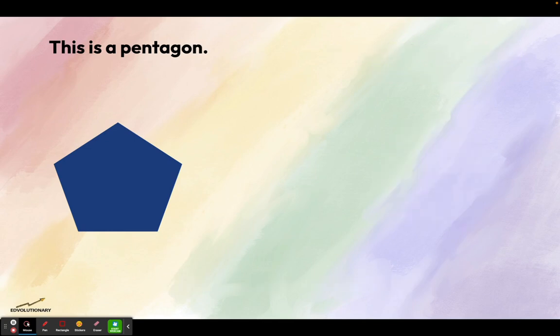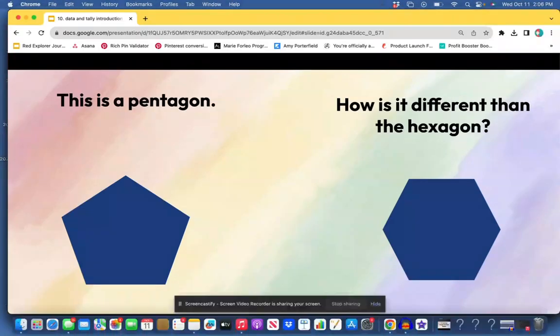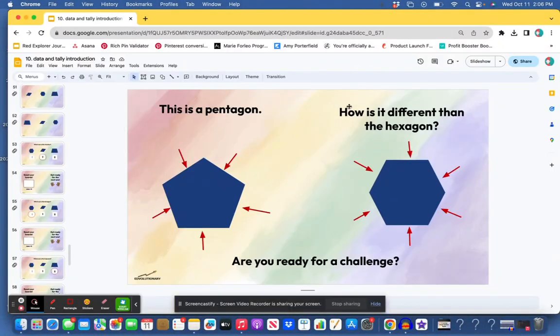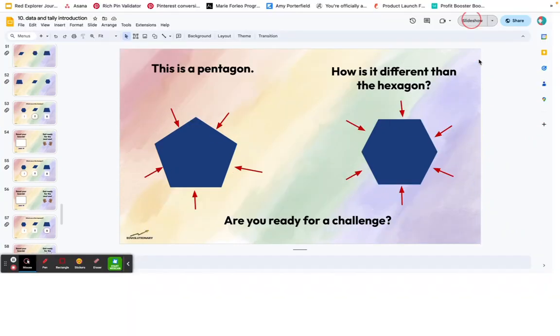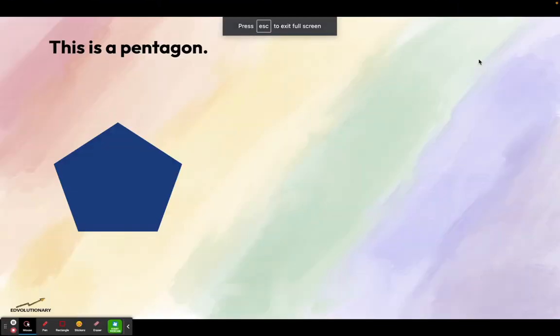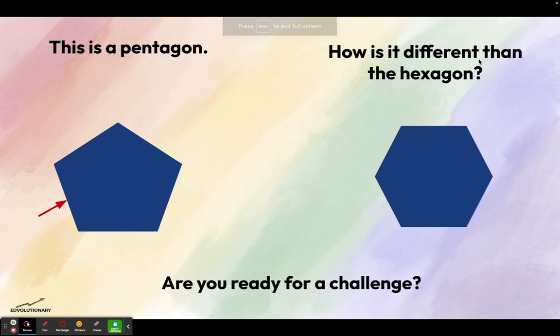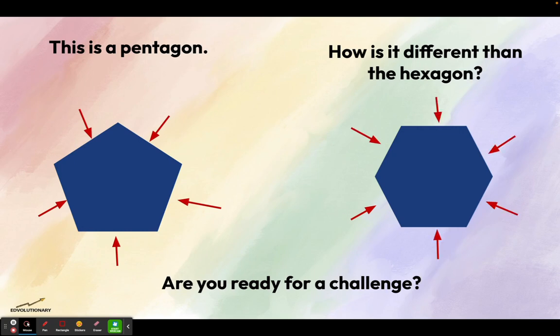Oh, so that should have arrows that pop up. Yeah, it sure does. I wonder why they didn't come up. I will make sure it does, but, oh, maybe I just have them out of order. Yeah. So, this is a pentagon. How's it different from a hexagon? 1, 2, 3, 4, 5 sides. Let's see how many a hexagon has. 1, 2, 3, 4, 5, 6. Ooh, and then the text will pop up.